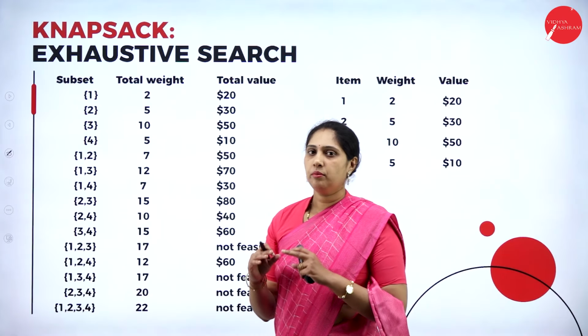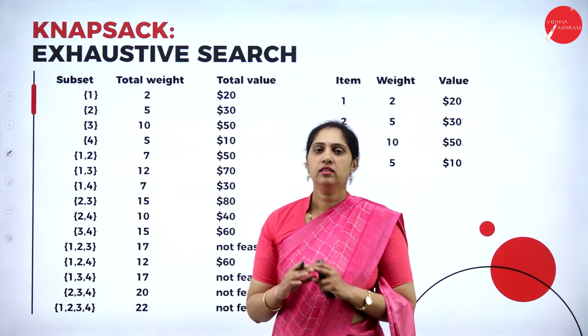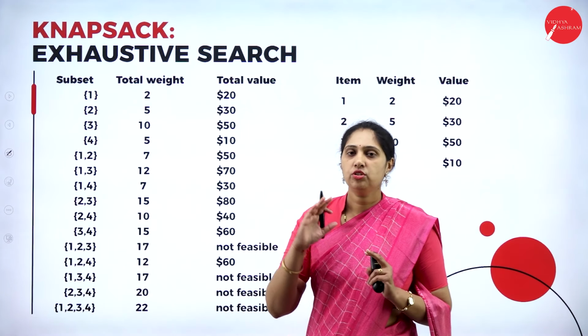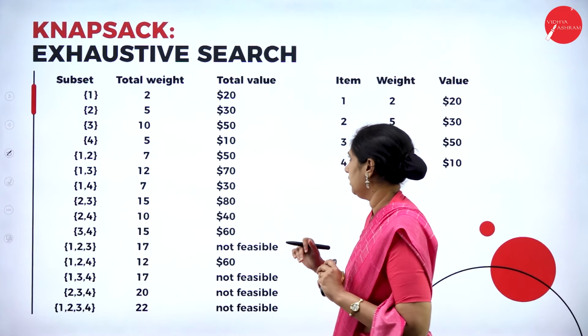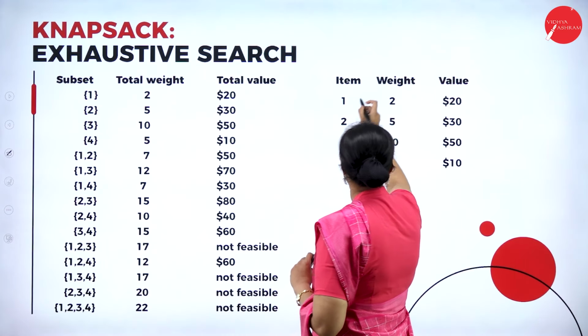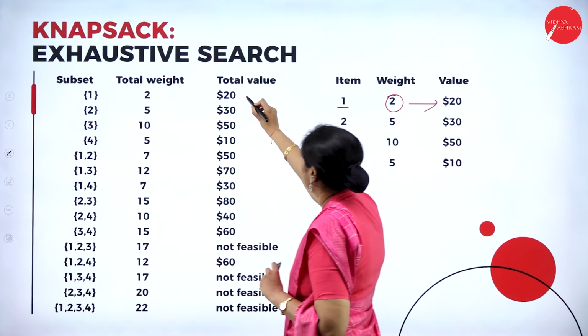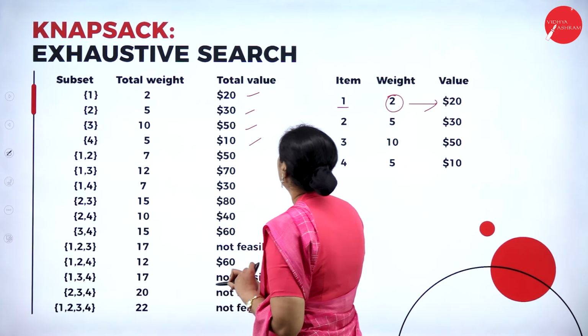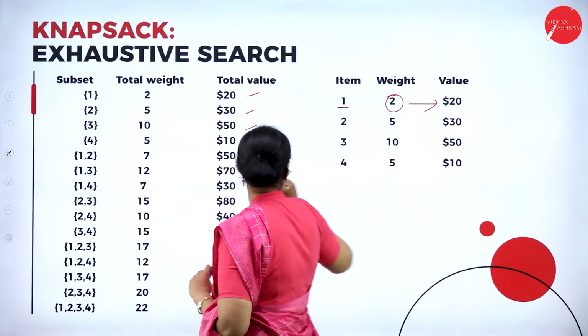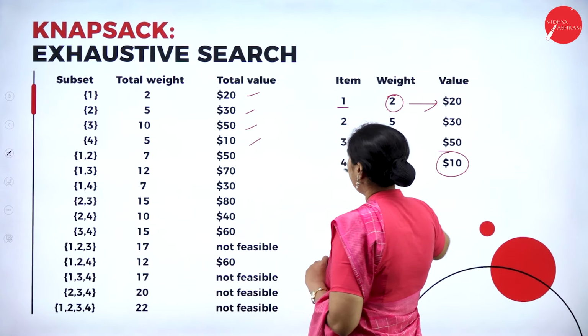So I'll take a subset. What is the idea of it? The capacity should not exceed 16. So again this is given. For the first item, weight 2, what is the value? 20. So it is filled. For the fourth item, you can see it is $10.